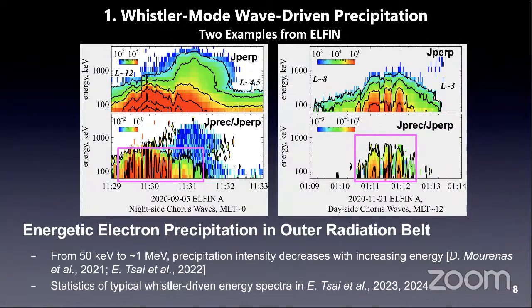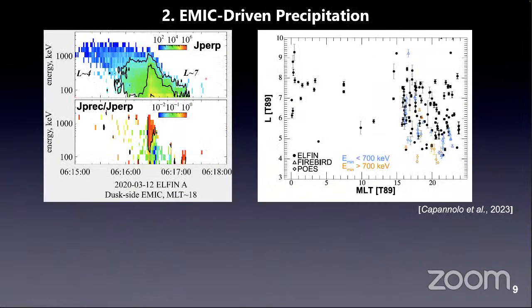Except for these case studies to discern the signatures related to whistler mode wave-driven precipitation, we can also use the statistics of this data set to derive the typical energy spectra related to the wave-driven scattering. This has been listed here for your reference. In terms of energy, most of the wave-driven precipitation is restricted to below 1 MeV, but at times of this specific burst of precipitation, the energy range can extend very close to 1 MeV, most likely due to the specific properties of the whistler mode waves. And the second type of example we show here is for the EMIC-driven precipitation.